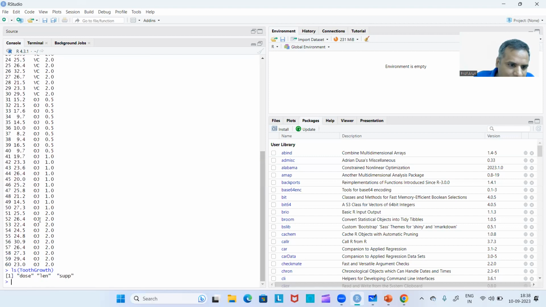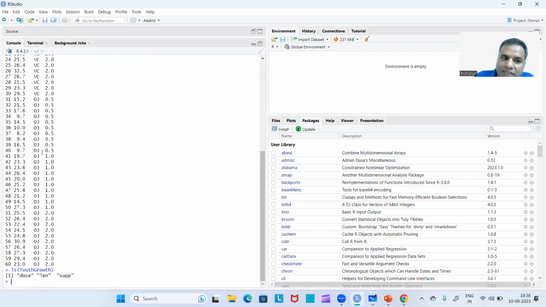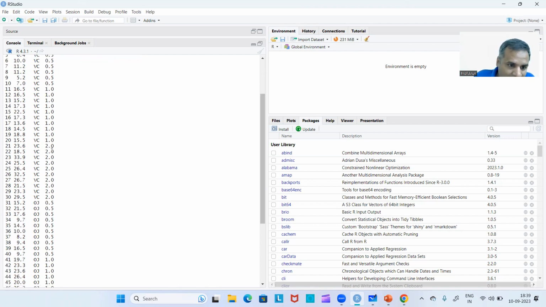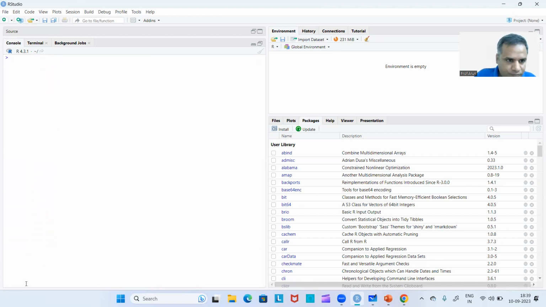सप्लीमेंट इज योर कैटेगोरिकल डेटा. ये सप्लीमेंट दिख रहा है आपका, दिस इज योर कैटेगरी. एंड सप्लीमेंट दो ही तरह का है, एक है VC और एक है आपका OJ. Supplement are of 2 kinds. One is VC and second is OJ. And dose is of 3 kinds: 0.5, 1, 2. मतलब डोज 3 तरह का है. Let me write it here.